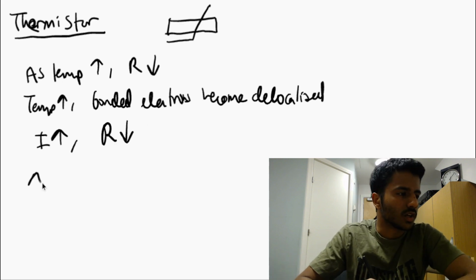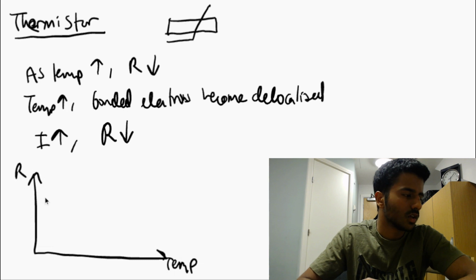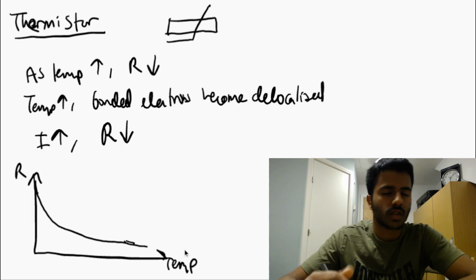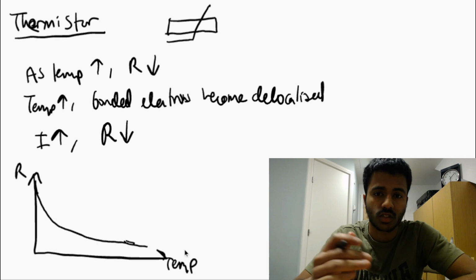What this means is if you look at a resistance versus temperature graph, temperature on the x-axis, resistance on the y-axis, you'll notice it looks something like this. As temperature increases, the resistance decreases. And as temperature gets lower, the resistance actually increases.